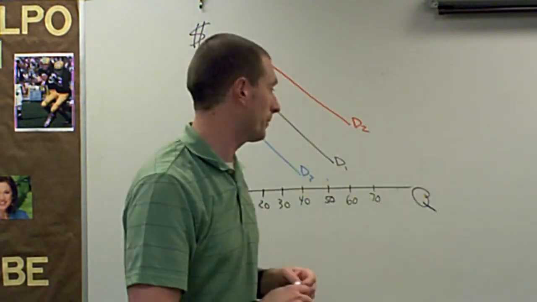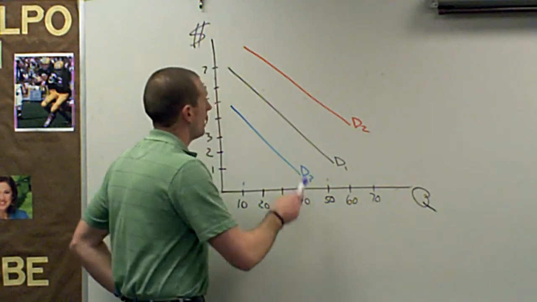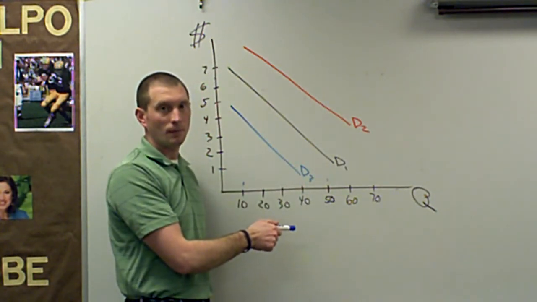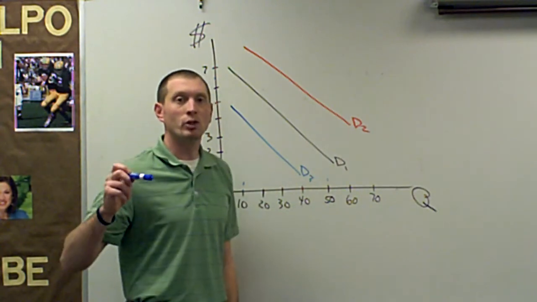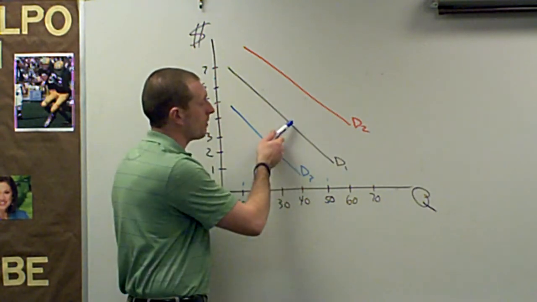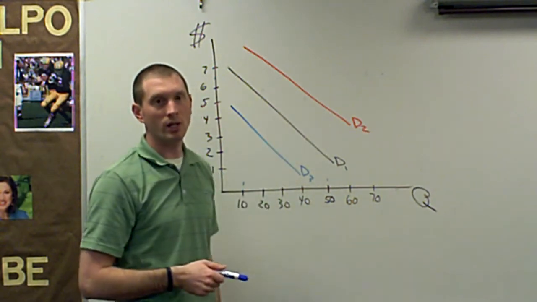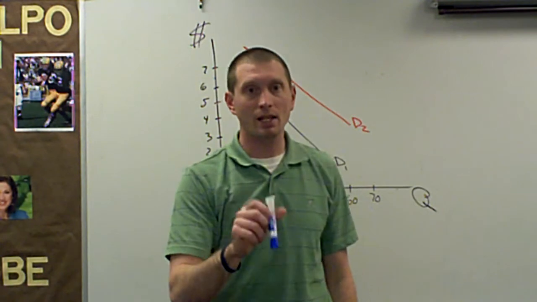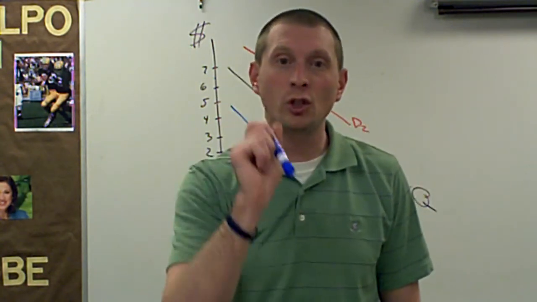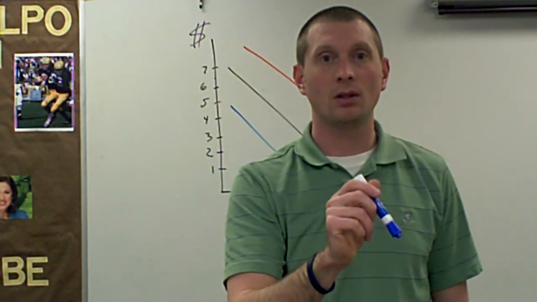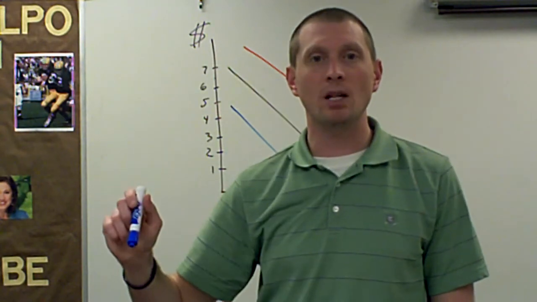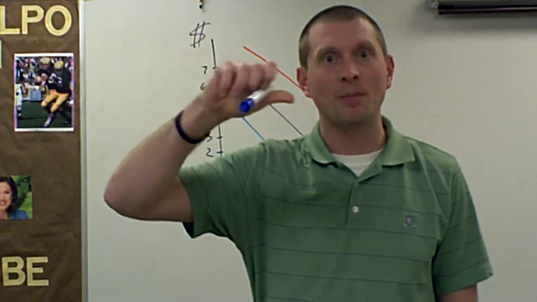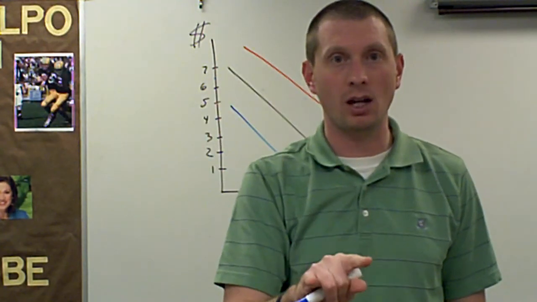So let's take a look at this. If this demand curve represents demand for peanut butter, and the price of chicken goes up, then overall demand for peanut butter will increase, shift to the right. Let me say that again. If the price of chicken goes up, the demand for peanut butter will also go up, will increase. This is one of the most difficult things to understand here.